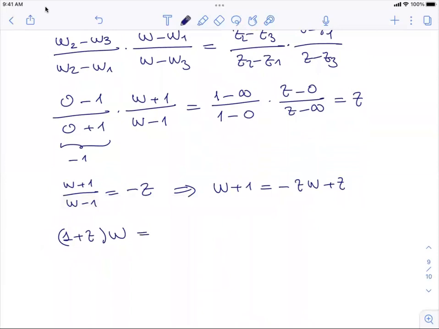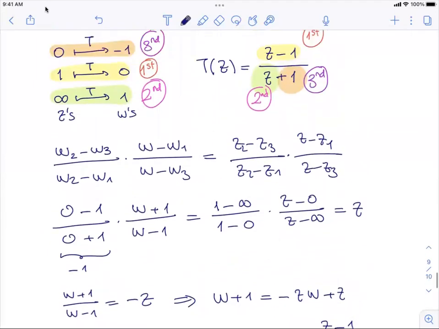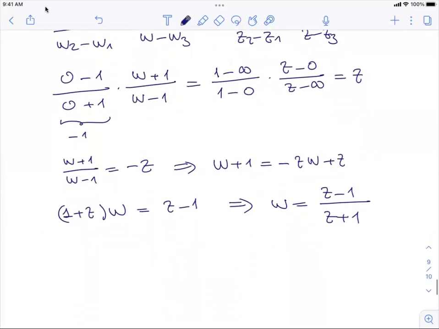Equal z minus 1. And then w equals z minus 1 divided by z plus 1, which is what we got before. Perfect. You see, this is another way we can get it.